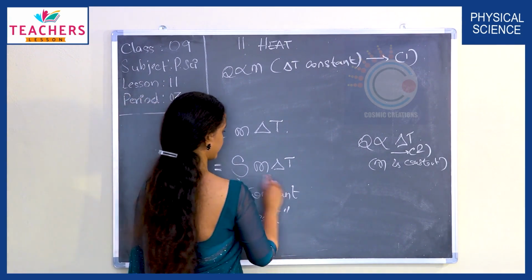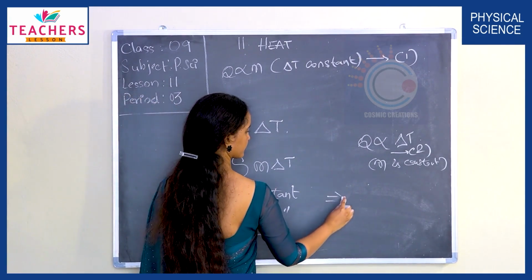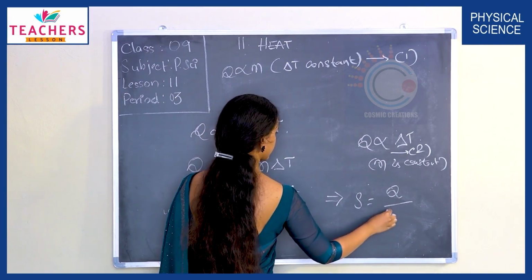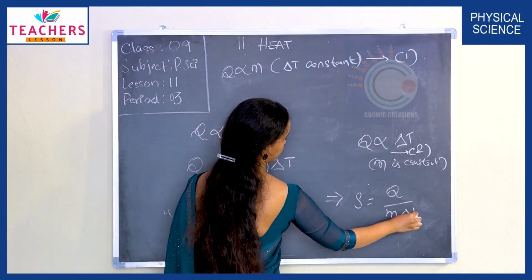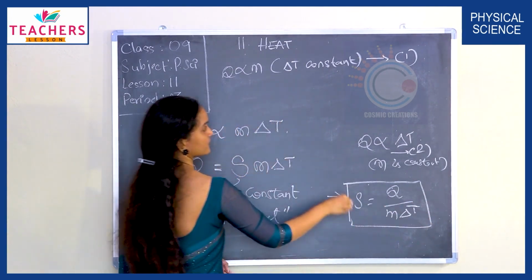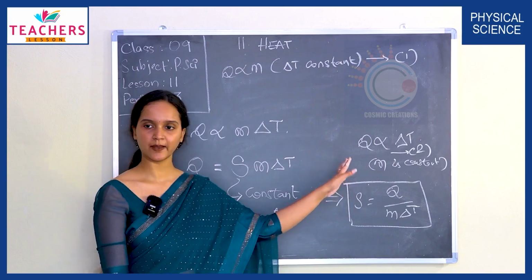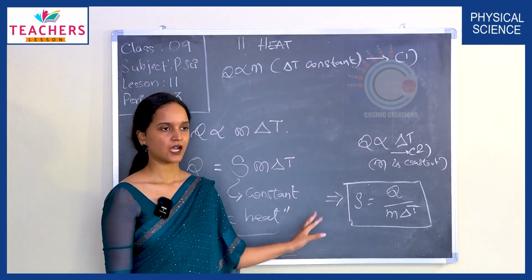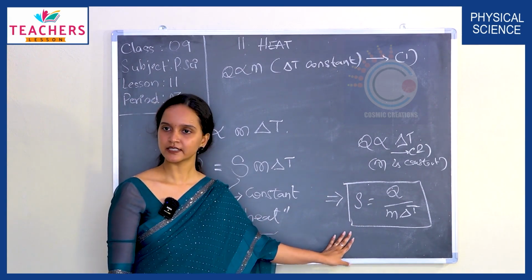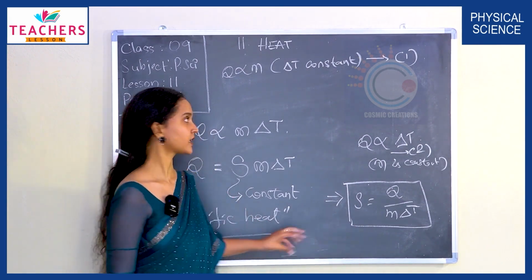So, what is S from this equation? S equals Q by M delta T. Understand how we derived this equation, this formula? Okay.